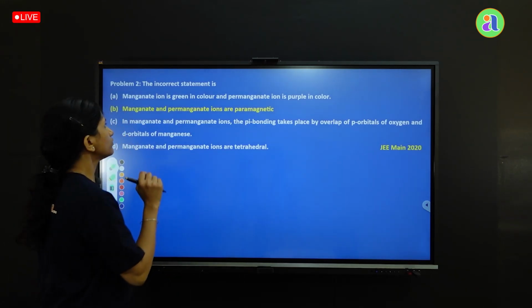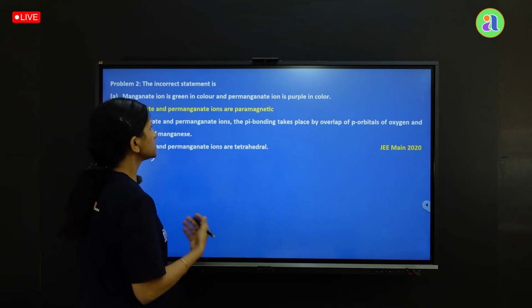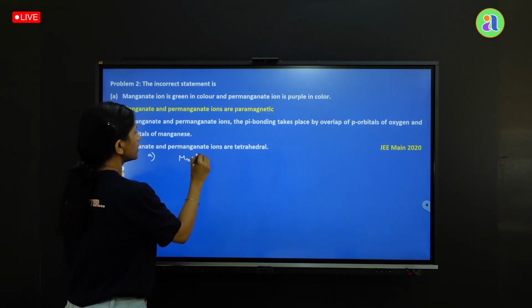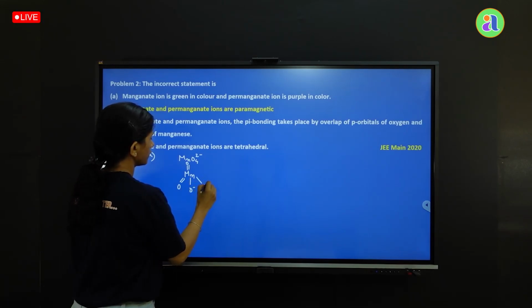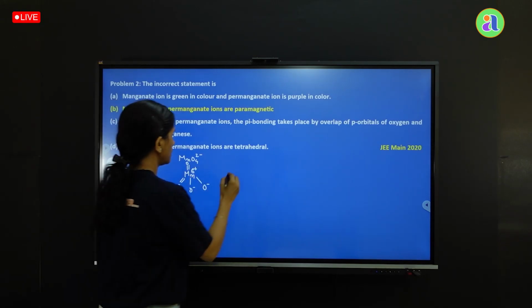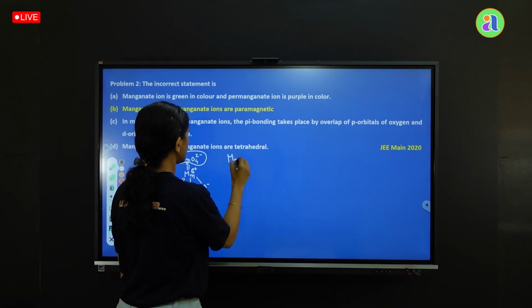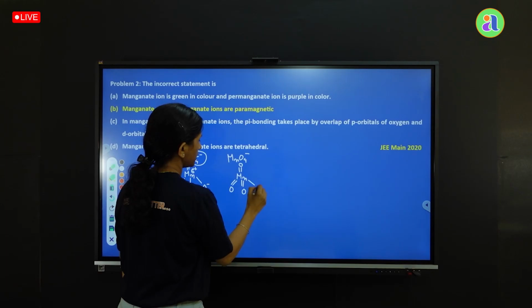Let's see, one by one we will do. So if you consider statement A, before I start, let's just draw the structures. So manganate is MnO4 2 minus. So the structure of manganate would be like this. Here the oxidation state of manganese is 6. This is our manganate ion. Now let's draw for permanganate ion, that is MnO4 minus. So manganese, the structure would be like this.